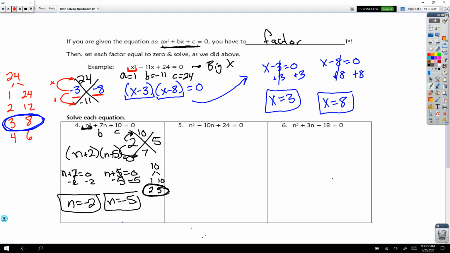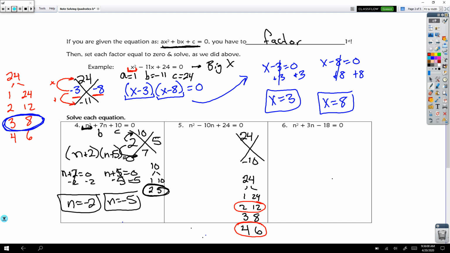Okay. Number 5, again, big X. C on top, B on the bottom. Factors of 24. 1 and 24, 2 and 12, 3 and 8, 4 and 6. Now, here we have 2 ways of getting -10. Okay, we have 2 minus 12 and -4 plus -6. Both of those will get us -10.